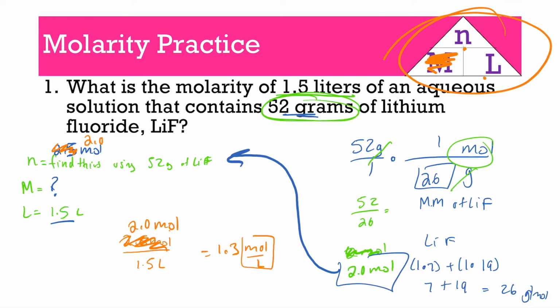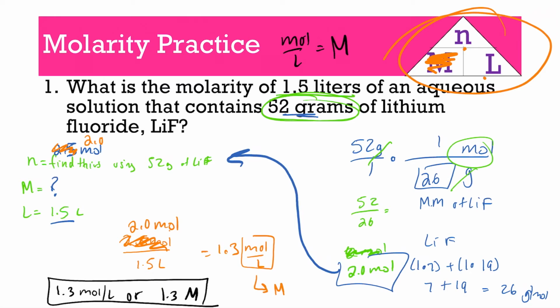Now, moles divided by liters is the same thing as molarity, or molar. So moles over liters, the unit, is the same thing as capital M. So you could see this written as 1.3 moles per liter, or 1.3 M. Both of those things are the same thing.